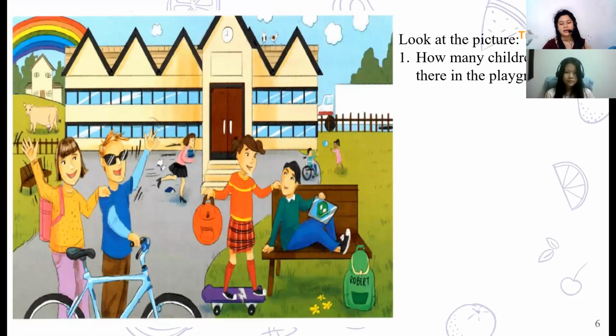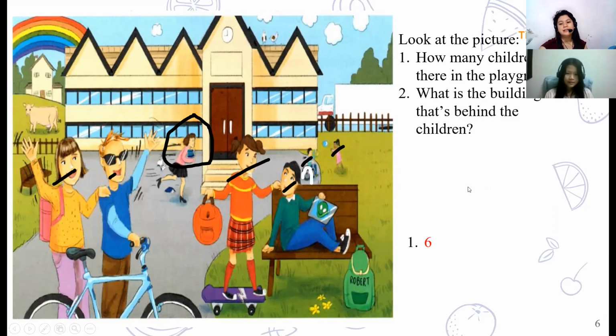How many children are there in the playground? Let me see. 1, 2, 3, 4, 5, 6, 7. Seven students. Seven children. Okay, let's count. 1, 2, 3, 4, 5, 6, seven. Do you think it's a child? Maybe a teacher. So therefore, there are how many children? One, two, three, four, five, six. All right, there are 6 children in the playground.